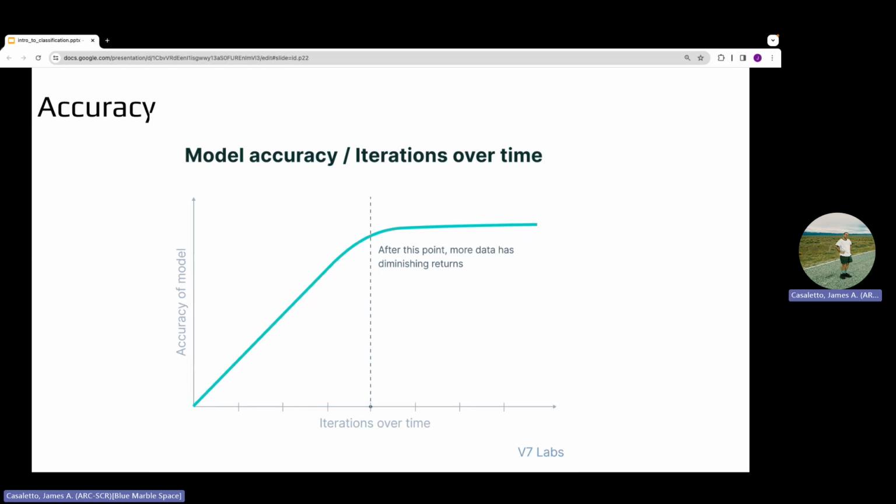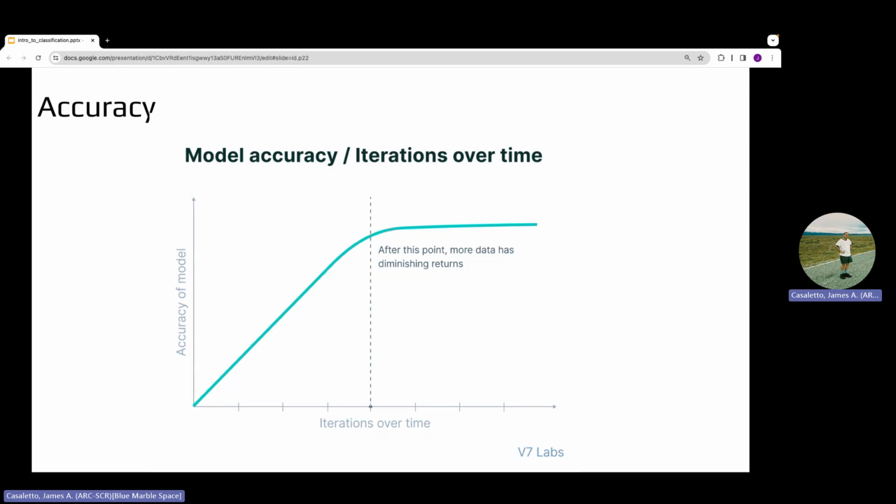Model accuracy usually improves the longer you train a model. So you can see on the x-axis, we have the iterations, and on the y-axis, we have the accuracy. And it keeps going up and up until there's a certain point, some point of inflection, where it starts to flatten out, and then you get diminishing returns. We say that at that point, the model has converged and you can stop training.